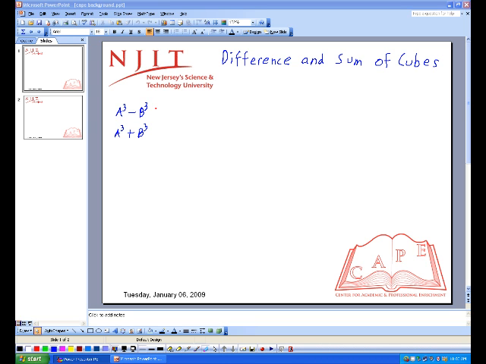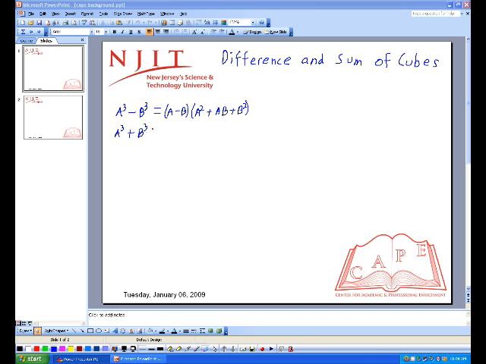Now the difference of cubes will equal a minus b times a squared plus ab plus b squared. Notice the second term seems like a perfect square, but if it were a square, there would be a 2 before the ab, so it would be 2ab instead of just ab. So don't be fooled by that.